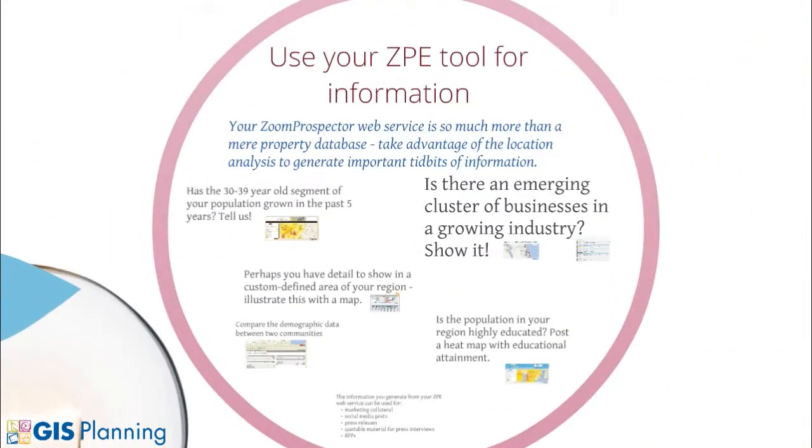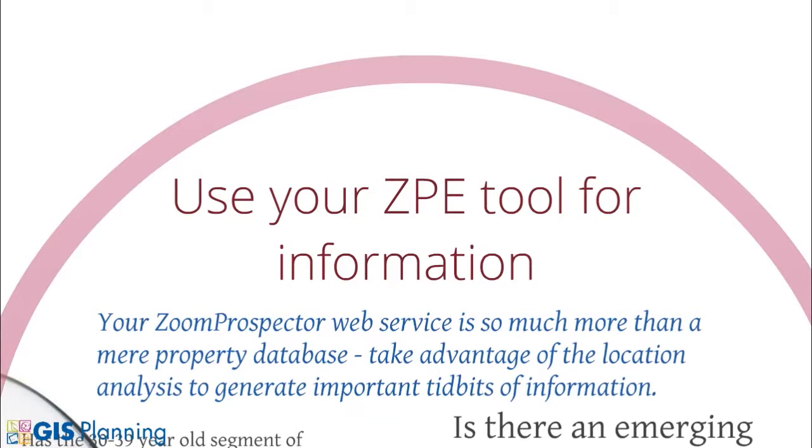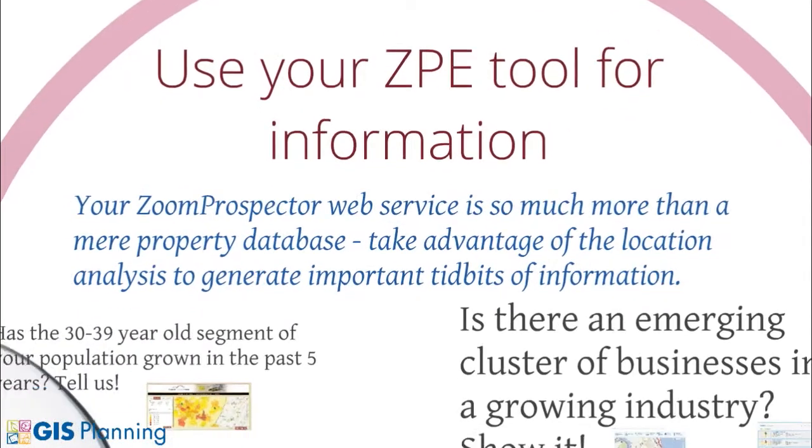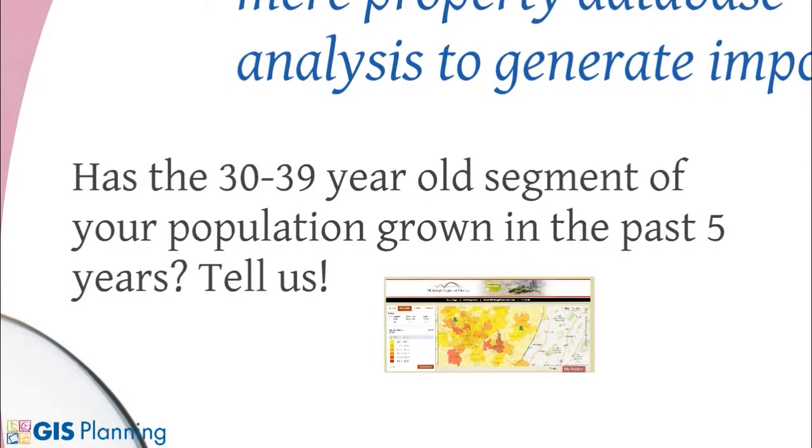Let's take a look at how you can now use your ZPE tool for information. Now, this is important because your ZoomProspector web service is so much more than a mere property database. In using this information, you're able to take advantage of the analytical components and functionality to generate important tidbits of information that you can use in all kinds of ways for marketing. So for example, let's say you want to show that a section of your population has grown. Again, you're looking for content. This is something you can use in newsletters, you can use it on social media, you can use it in all different kinds of reporting.